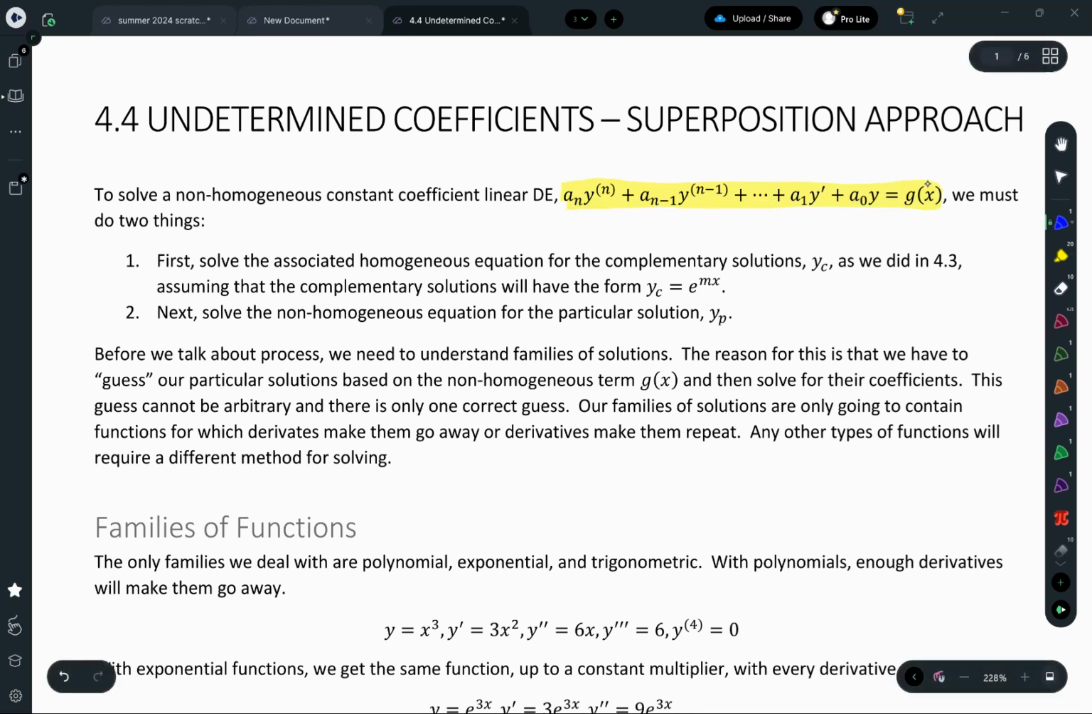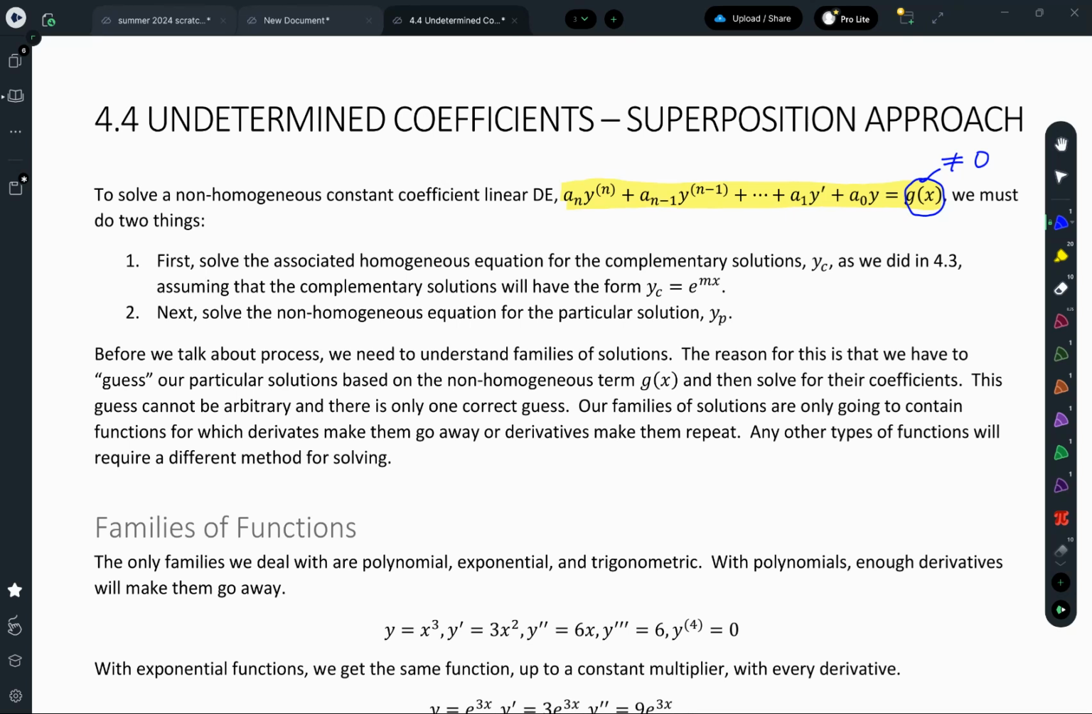The g of x on the right-hand side of the equal sign is not equal to 0 when we have a non-homogeneous differential equation. The a sub n minus 1, and all the other a's, are going to be constants. They will not have any x's in them. And the powers of y and all of its derivatives will be linear.